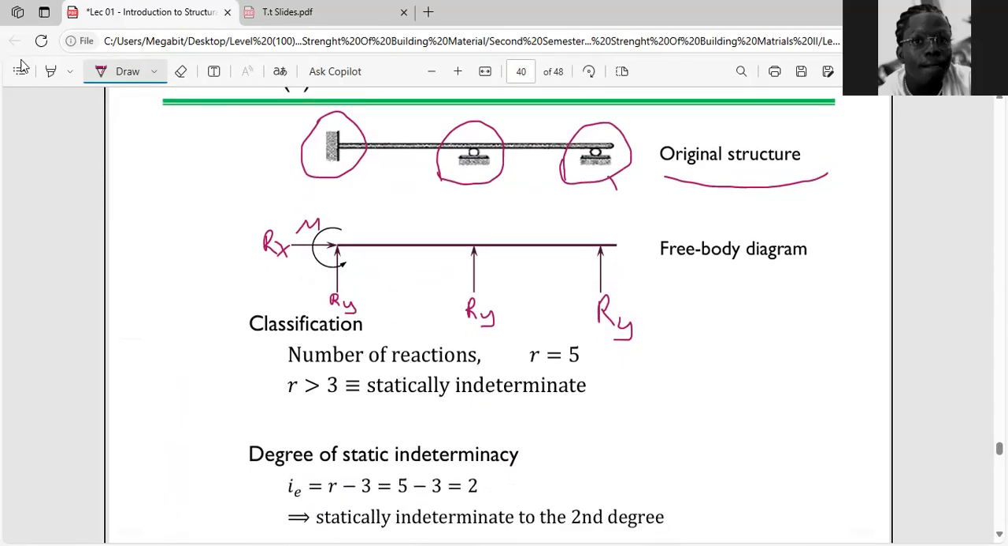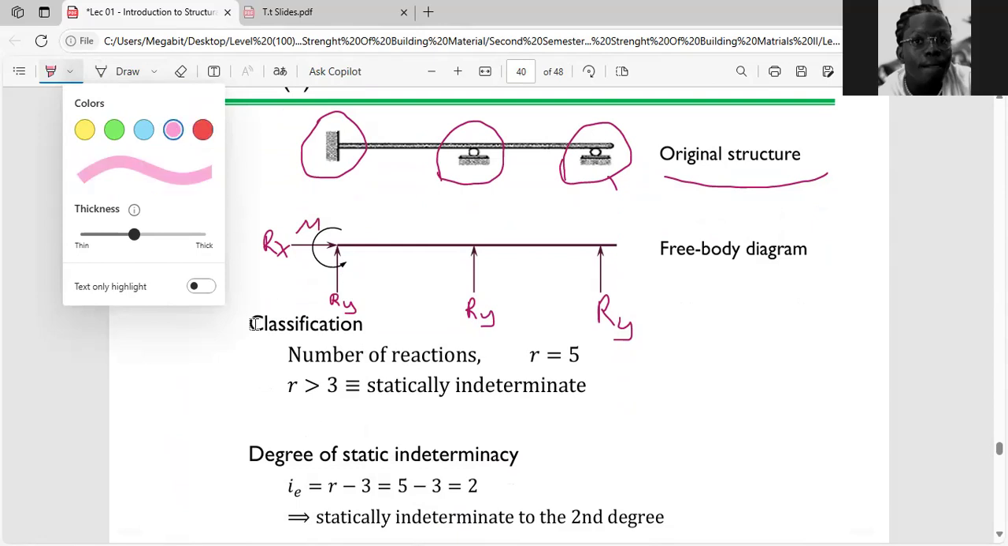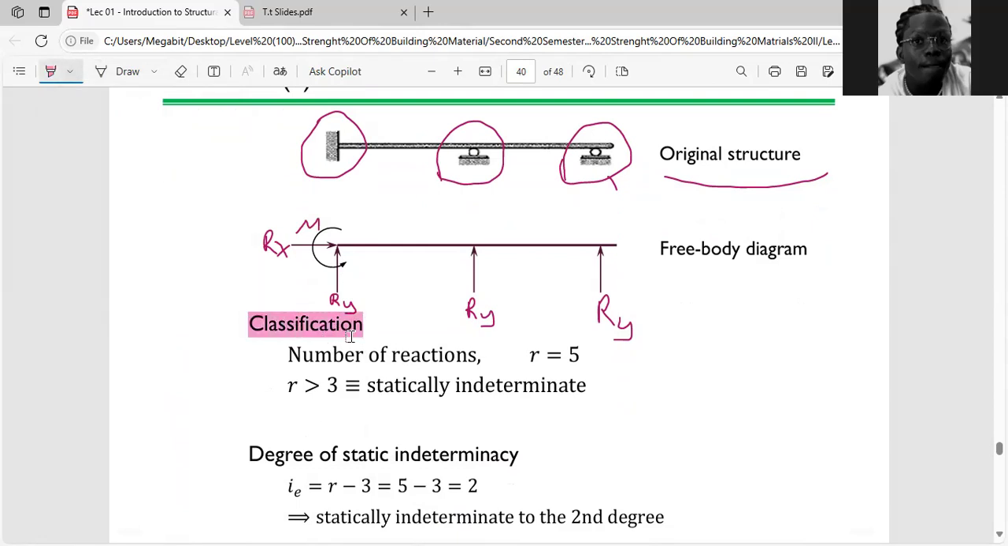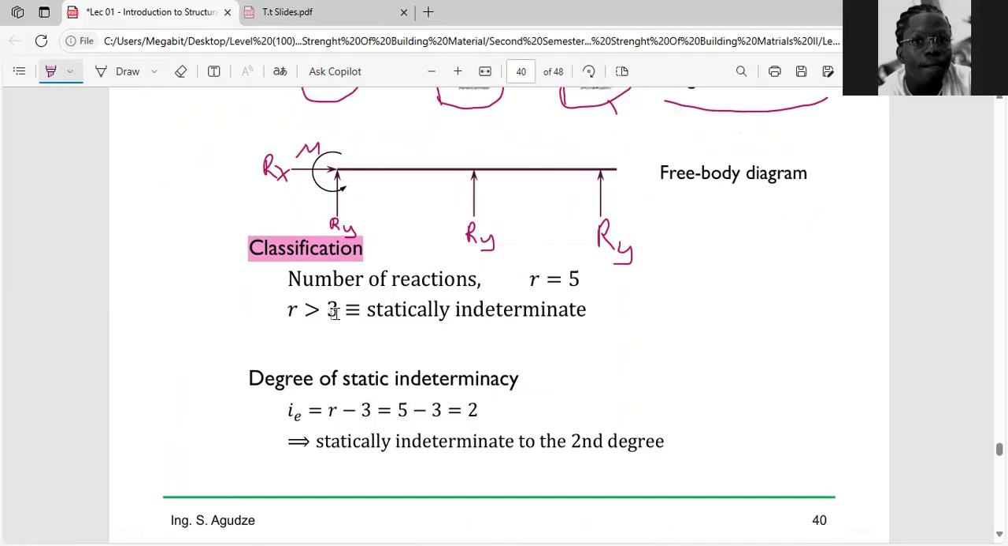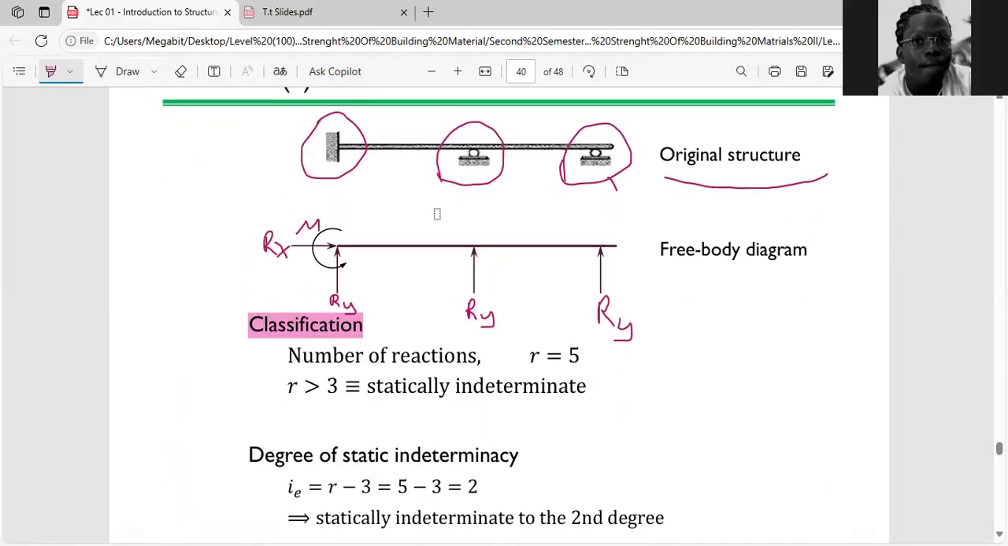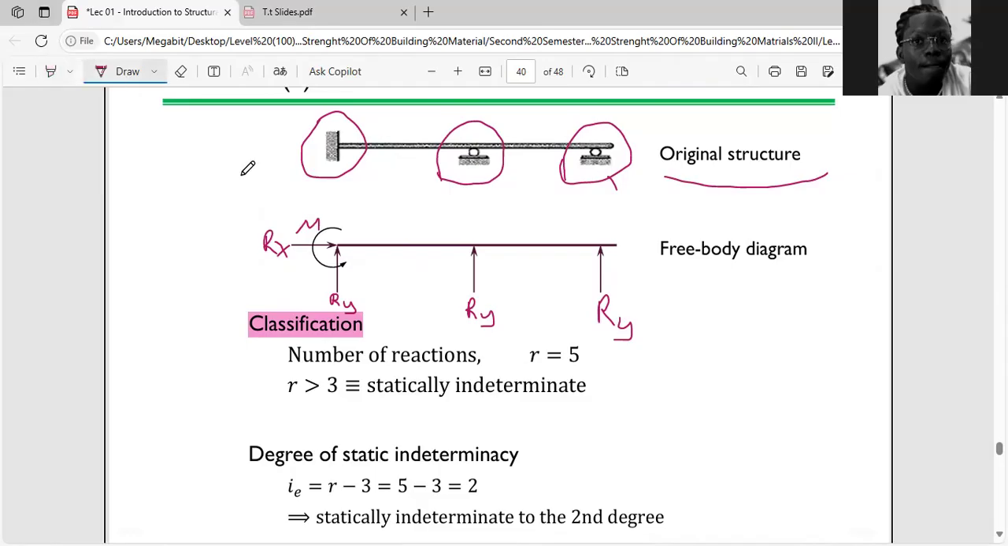So when we come to our classification, how many reactions are we having over here? Let's count: one, two, three, four, five. We realize that we're having five reactions, so we can write over here number of reactions is equal to 5.